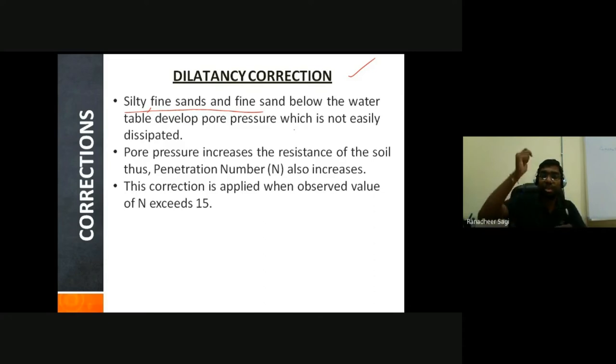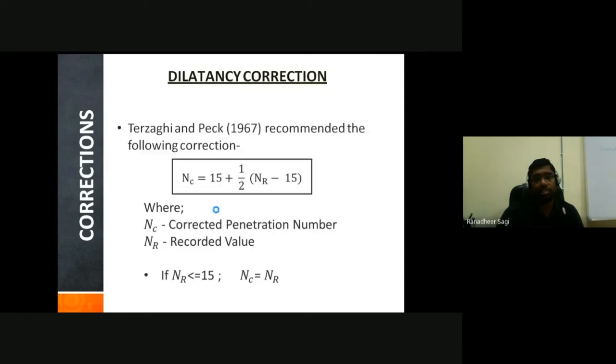So you will be required to give a greater number of blows. Obviously, if you are getting more blows, then the actual condition does not require this many blows. That's the reason why you should apply the dilatancy correction if your observed SPT N value at that location is exceeding 15. If the overburden correction is already applied for that soil, then the corrected value of SPT after applying overburden correction, if it is greater than 15, we should go on to apply this dilatancy correction. If your SPT N value is less than 15, there is no need to apply the dilatancy correction. Terzaghi and Peck in 1967 recommended an expression for determining the corrected N value after applying the dilatancy correction.